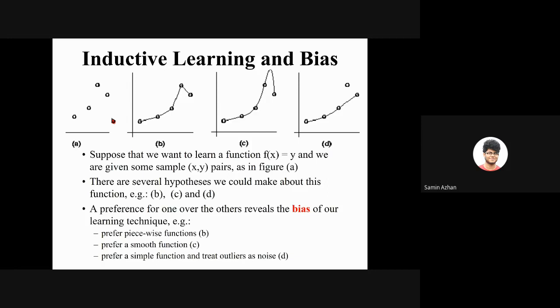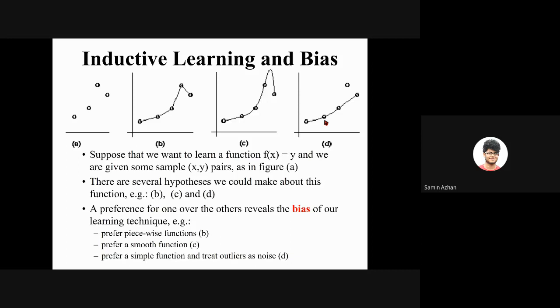There are a lot of machine learning algorithms, and it's completely up to you which one to choose. For example, in B, it says that it used a piecewise function. In C, it says it used a smooth function. In D, it says that it used something else. It chose simplicity and even neglected one of the data.